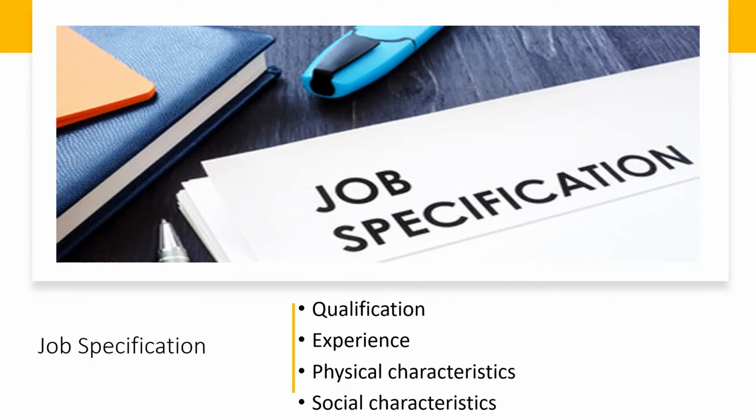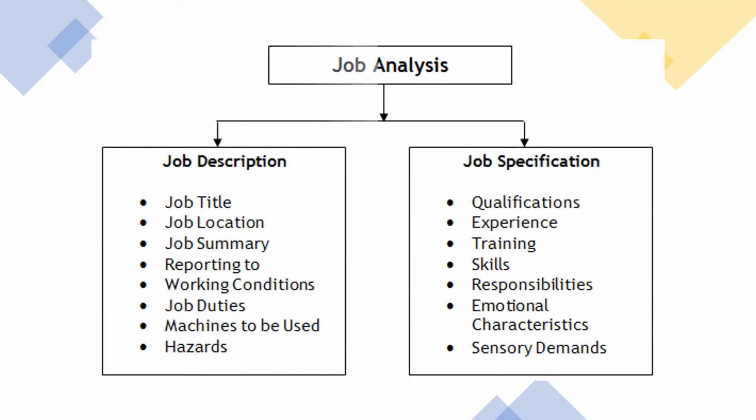So overall, job description and job specification would look something like this. Job description is mostly related to the specifications of the job, whereas job specification has mostly to do with the person who is going to perform this job. We are going to have a detailed explanation about job description and job specification in my further videos.